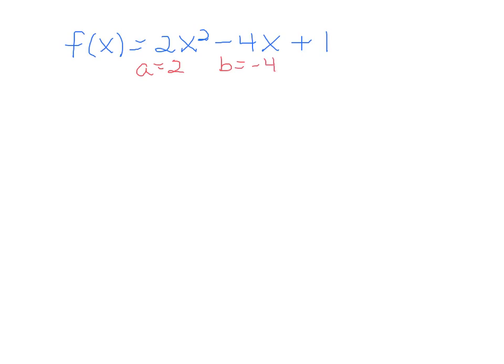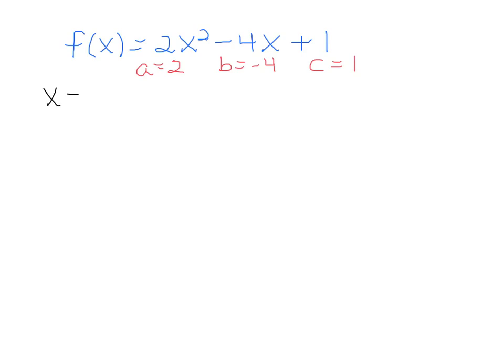In this problem, we're going to have a different quadratic function, 2x squared minus 4x plus 1. We're going to start in the same manner. We're going to identify our a, b, and c values. Our a, the coefficient of the quadratic term, is 2. Our b is negative 4. And our c is positive 1, or just 1. So we're going to follow the same procedure.